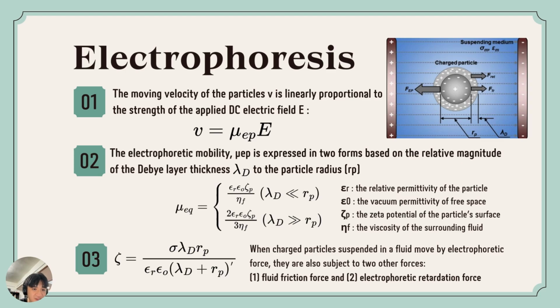double-layer thickness lambda D and the particle radius rp, they are different situations. If lambda D is much smaller than rp, its mobility can be expressed in the form I typed on the PowerPoint. And if lambda D is much more than rp, it has a 2/3 multiplier compared with the situation I just mentioned above.